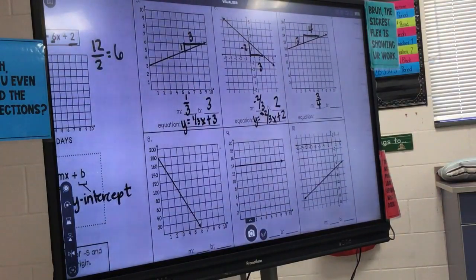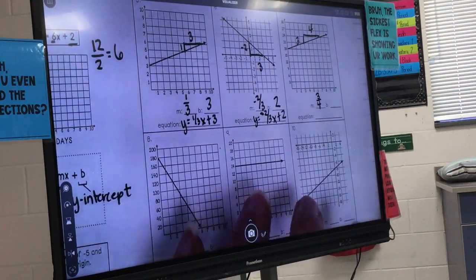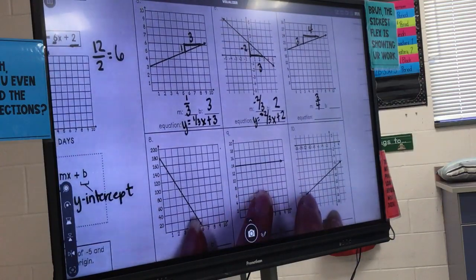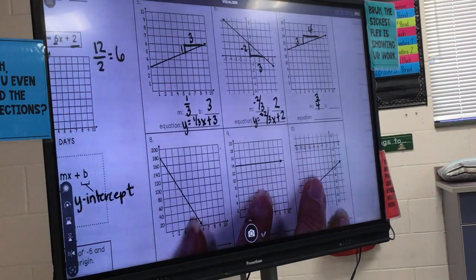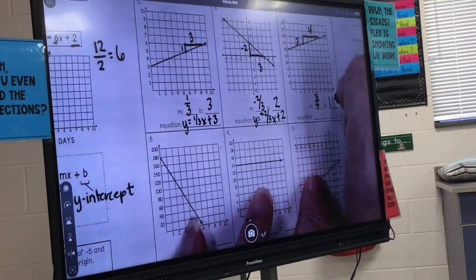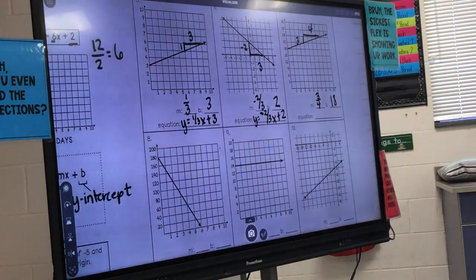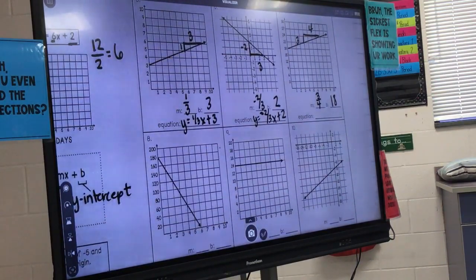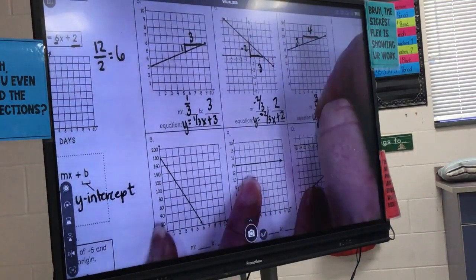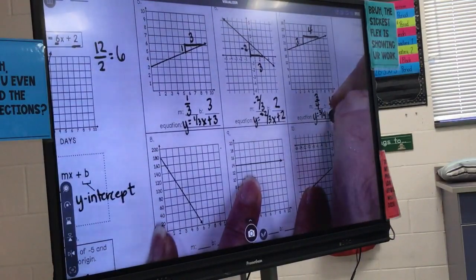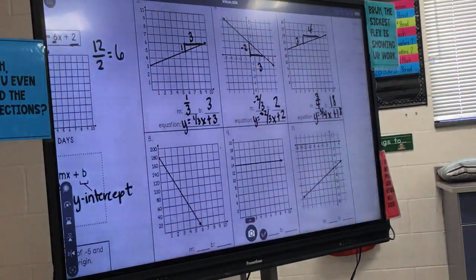Okay? What is my y-intercept? Where does it cross the y-axis? Ben? 18. All right, so then what is my equation? Jeffrey? Y equals 3/4x plus 18. Okay. The next one.